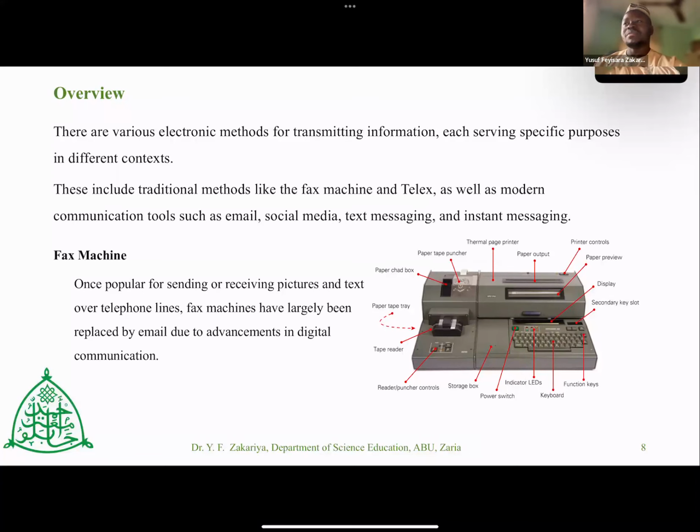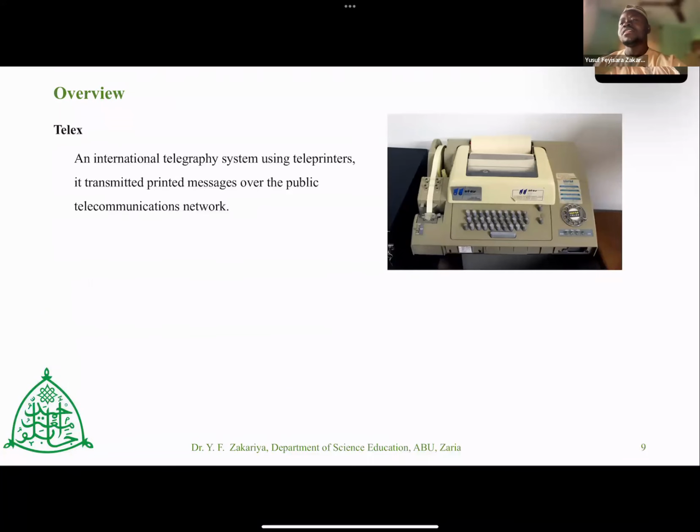We don't use the fax machine again, unfortunately for it, sorry, but now we use a more robust means of communicating with each other. So another point there is the telex. Telex is also close to the fax machine. However, this is an international telegraphy system using teleprinters. It transmitted printed messages over the public telecommunication networks, all right?